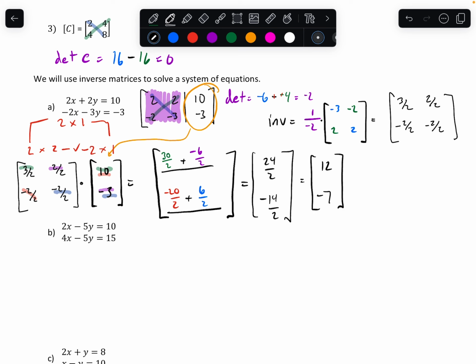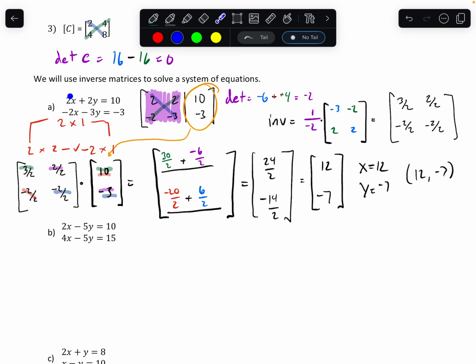X is equal to 12. And y is equal to negative 7. We could write it also like this. And, is that right? So we can go back and check. You should always check both equations. So you guys struggled with this on the quiz.